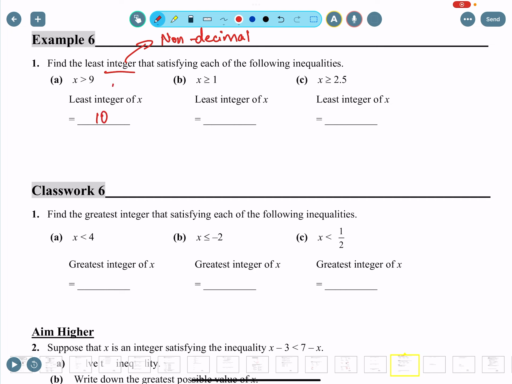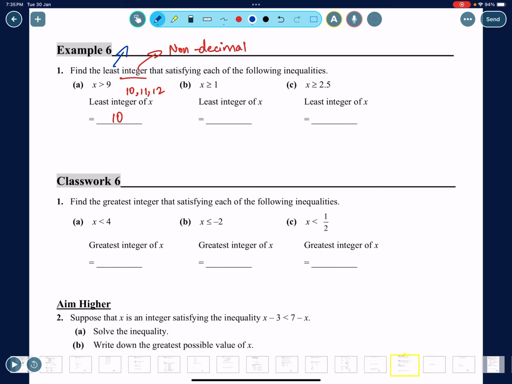You can list them down. So the values for x can be 10, 11, 12. Least means lowest. Yeah, some of you still don't know this word, lowest.